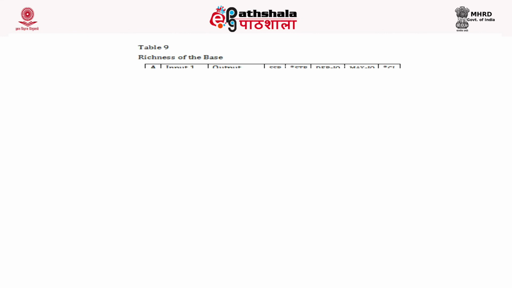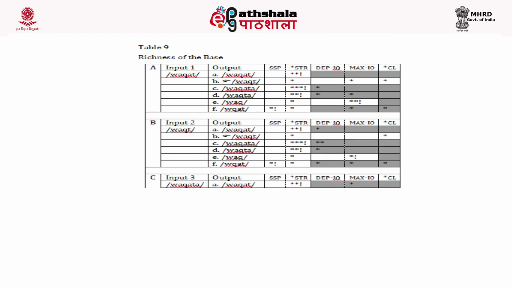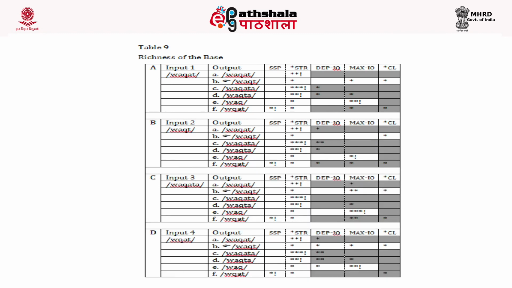Table 9 shows us the richness of the base. We have kept the inputs as Waqt and Waqata, the different inputs, and depending upon that we get the outputs. The outputs remain the same even if you have different inputs. So basically the input is the same in all the languages, the output depends upon the ranking of the constraints, and the ranking of the constraints is language specific. So the input remains the same for all the languages, and richness of the base says that.